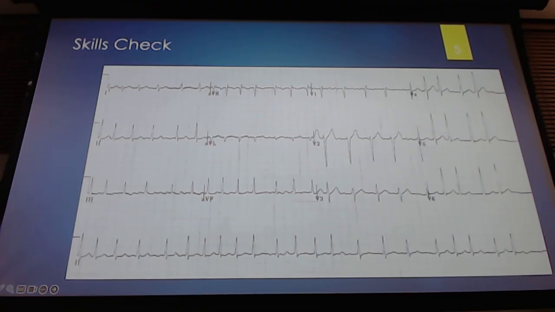All right, what about Lopez? Okay, what do you think is going on here? Is it fast or slow? What do you think, fast? Slow? Fast? Okay, so meaning fast, greater than 100. Okay, is it regular or irregular?